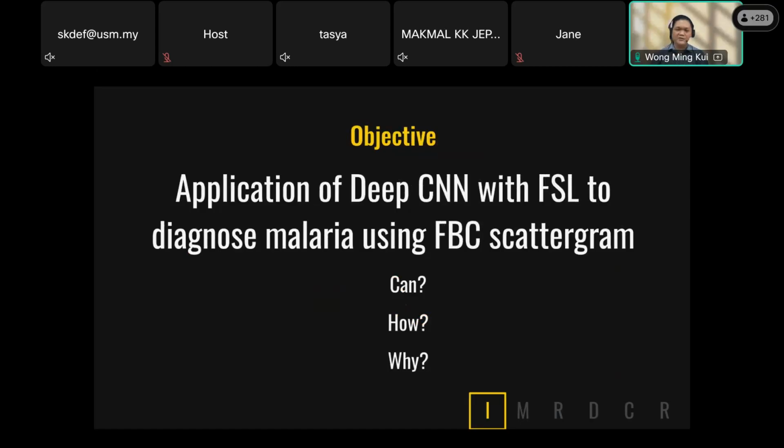In this research, we try to see whether the application of deep CNN, the application of AI, can be used to diagnose malaria. So the first question that we want to answer is, can we do it? And if we can do it, how to do it? What method can be used? What method should we use? And finally, why should we use this new method? Why should we use AI to diagnose malaria?